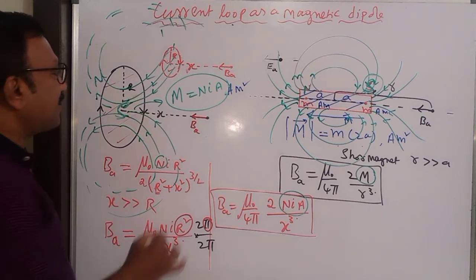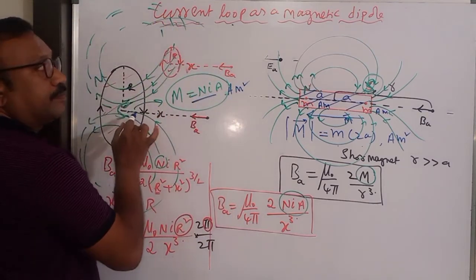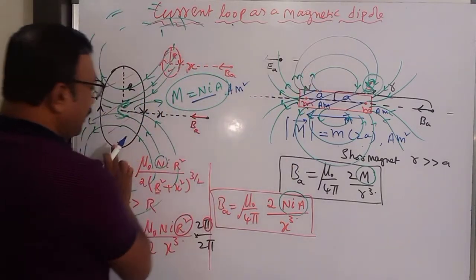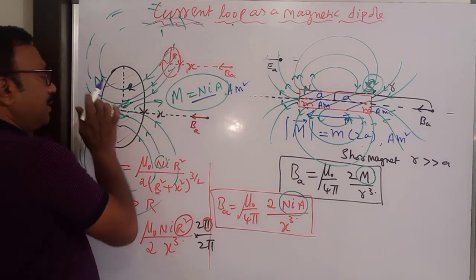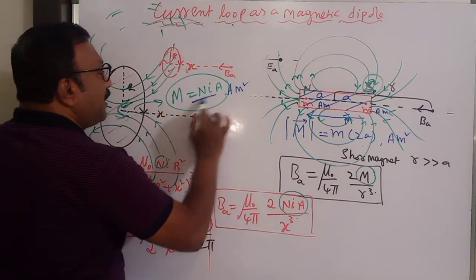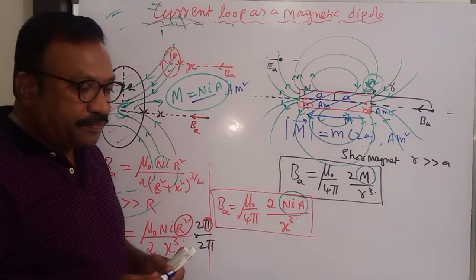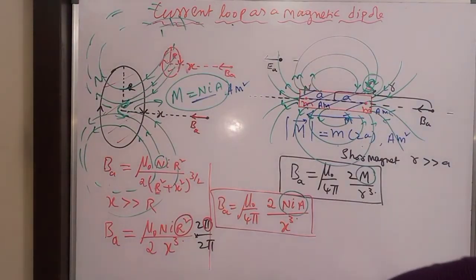Now our discussion is this. A current loop behaves as a magnetic dipole. North pole on behind, south pole in front. And its magnetic moment is NIA. This is our discussion. Now I can tell you one important point here.